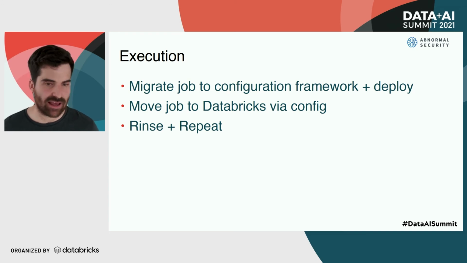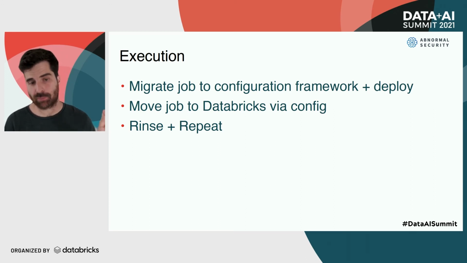And as far as mechanically how the migrations worked, we would migrate a job first to the configuration framework and deploy that. So at that point, it's reading from configuration, but still scheduling jobs on EMR. And then at that point, you can move the job to Databricks via config, so it's just an S3 push. And then if you wanted to roll back, you just do it again, and you didn't have to deploy, so you can minimize downtime that way. And that's basically the approach that we did for every single pipeline that we wanted to move.